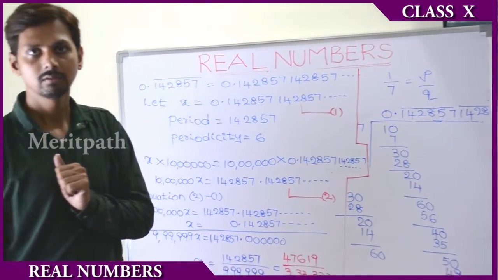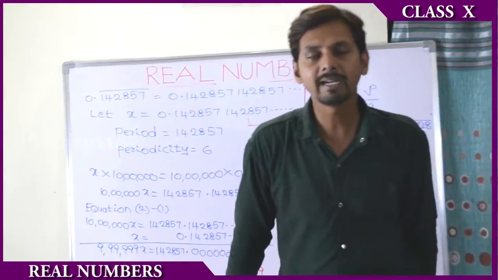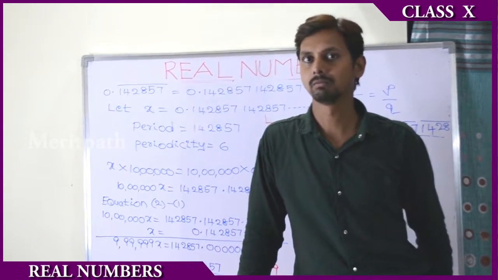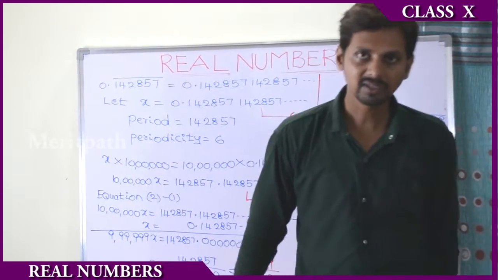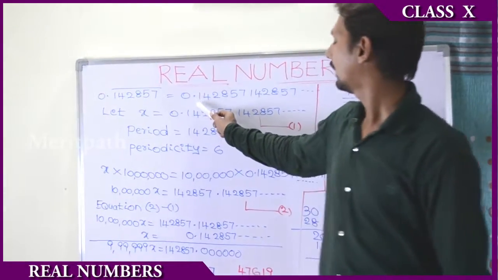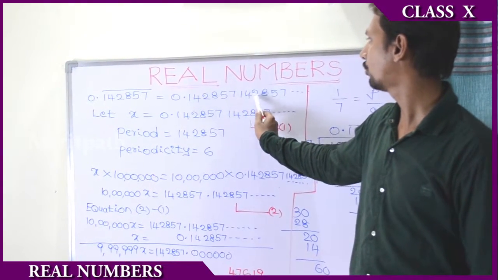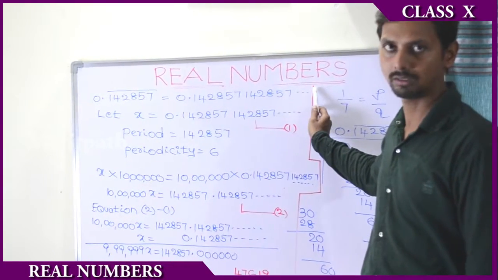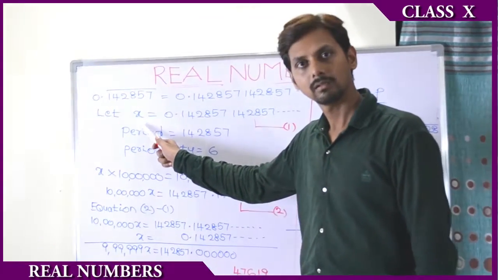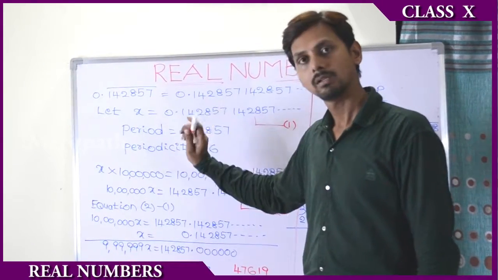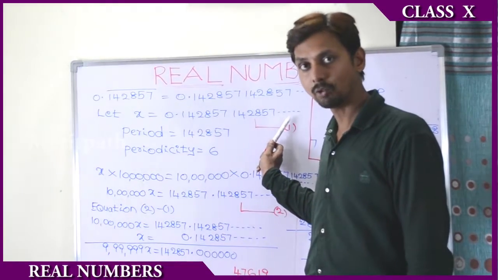So we need to represent this non-terminating recurring decimal in the form of P by Q. We have a certain process for this. Let us take this value and expand 0.142857, 0.142857, and so on. Then let us take this value as x. x is equals to 0.142857, 142857, and so on.